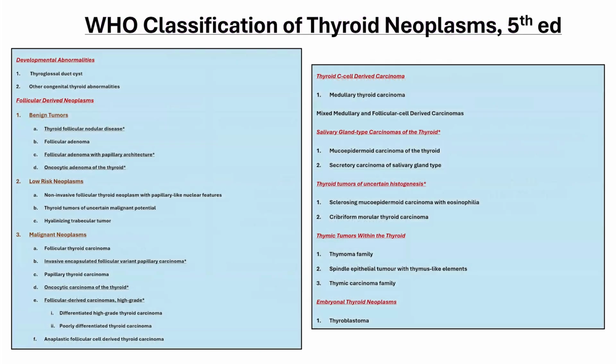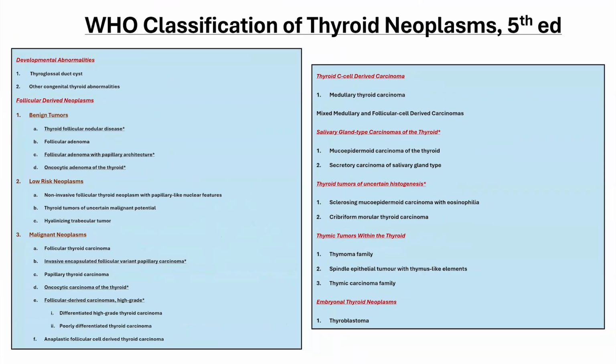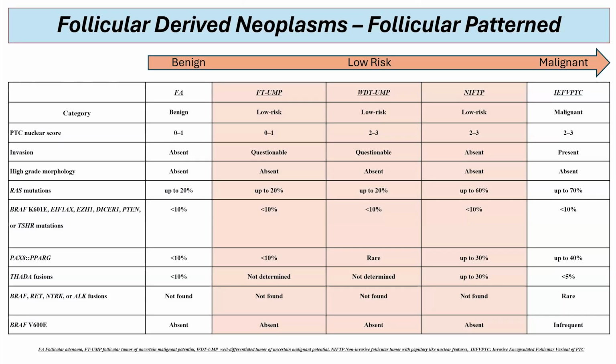And this is really fast forward to the 2022 WHO classification, which takes into account the clinical risk of these tumors. So the low-risk neoplasms include the non-invasive tumors, and the thyroid tumors of uncertain malignant potential, which may have some sort of capsular irregularity or capsular invasion, but that invasion may be just confined to the capsule, and the hyalinizing trabecular tumor. So this is the first time that a pathology classification was really brought together in the form of molecular pathology as well as the clinical features of these tumors.